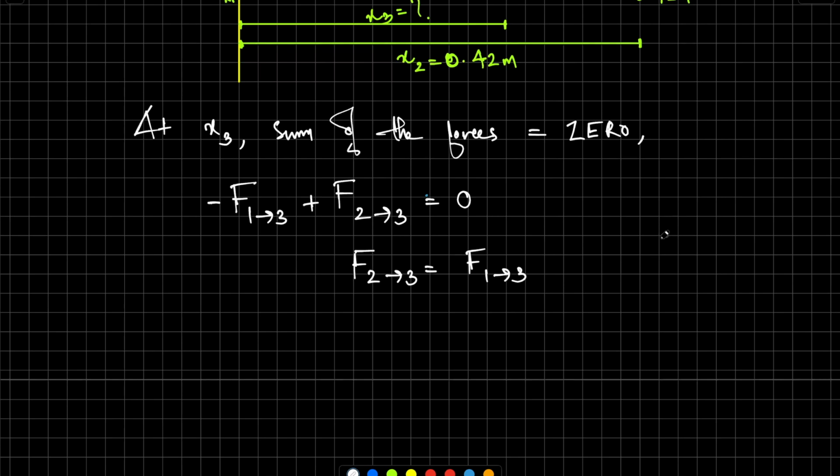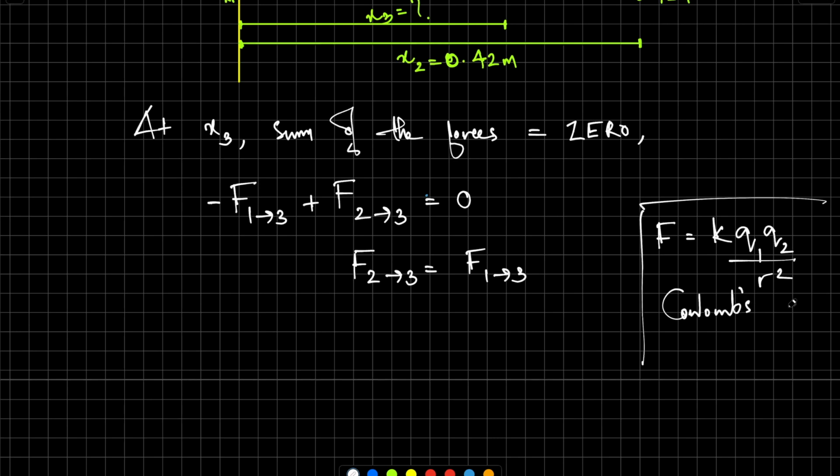What is the equation for force? Coulomb's force, or Coulomb's law. F equals K Q1 Q2 over R square. That's the general equation for Coulomb's law, where K is a constant, 9 times 10 to the power of 9 Newton meter square per Coulomb square.